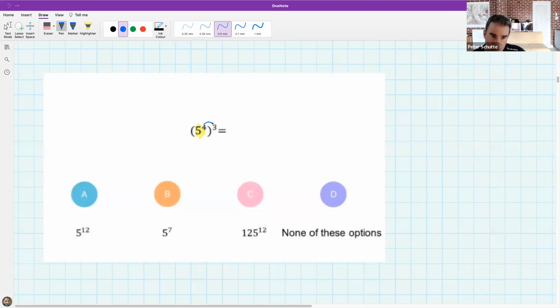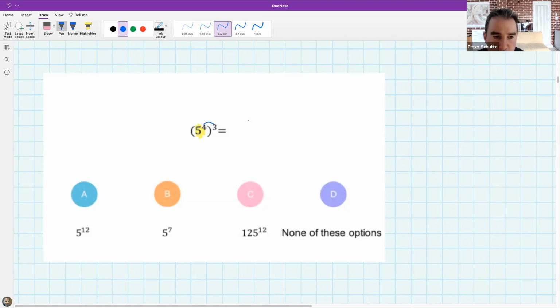So therefore, I calculated, I said 5 to the power 4 multiplied by 3, and also 4 multiplied by 3, and also 5 to the power 3. I don't know if you get what I'm saying. So I multiplied everything inside the bracket. Yeah, inside the bracket. So I got 125 to the power 12.